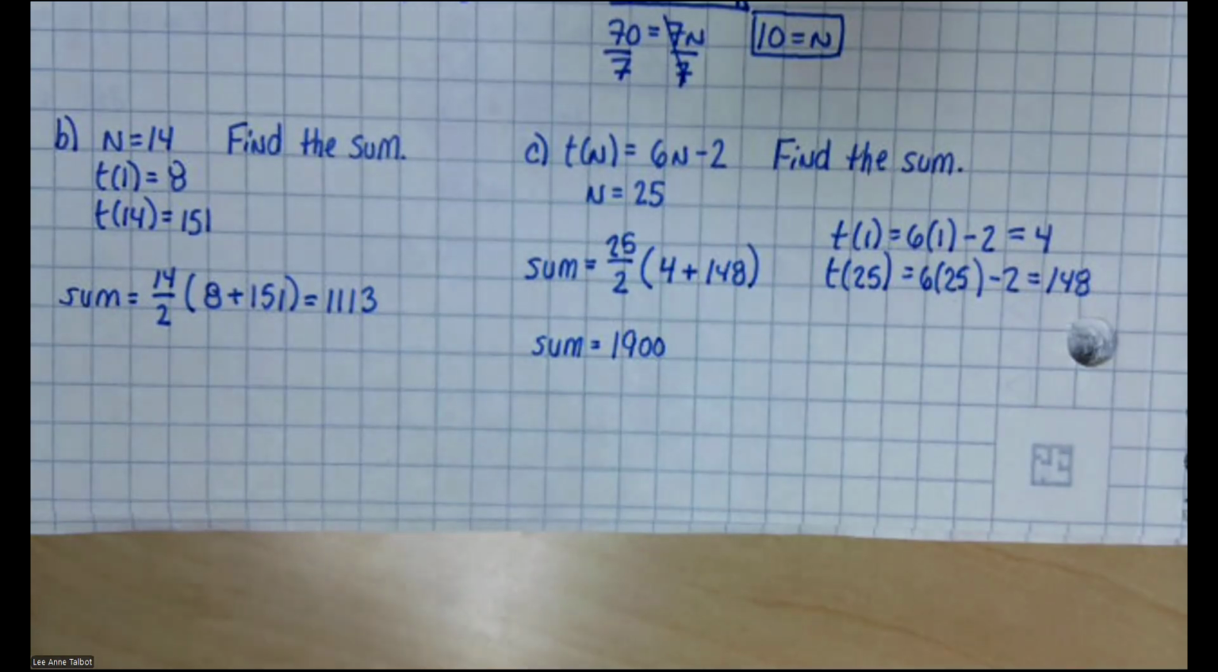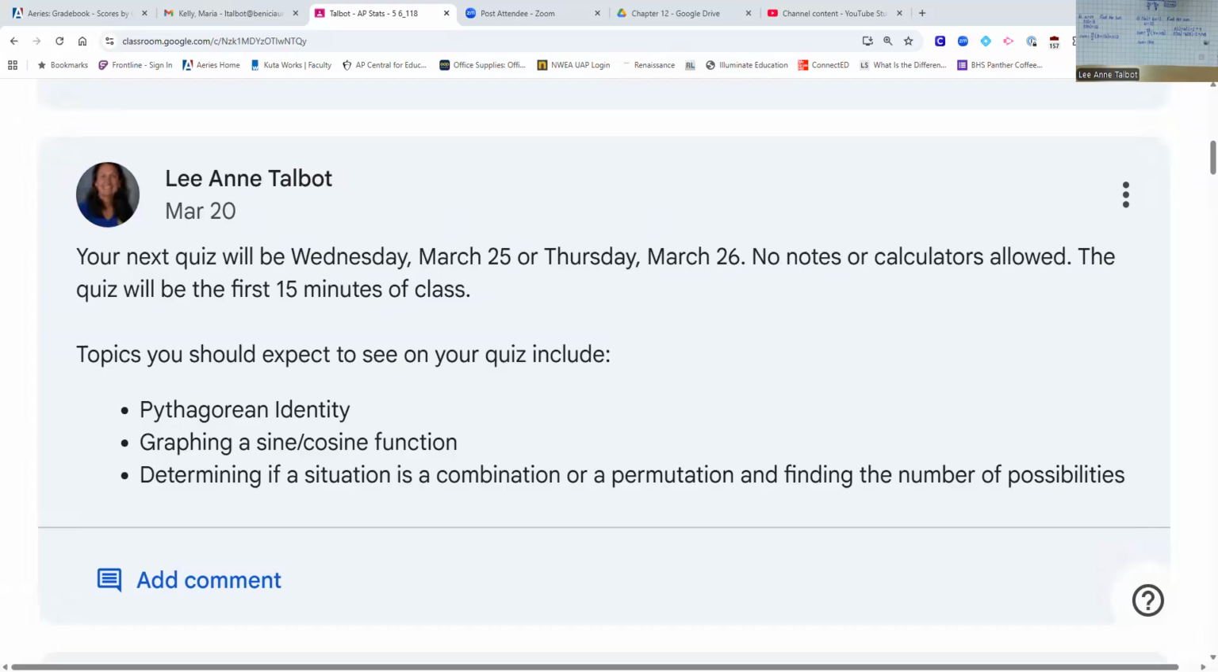Okay. I have two more things to tell you. First of all, what's the homework? Quiz review. Let's look at the quiz topics. That was the first thing I need to share with you. I posted this Friday. The next quiz will be the last day. No notes or calculators, so keep in mind that sine and cosine wave. You need to know the locator points and the shape. The quiz will be the first 15 minutes of class.